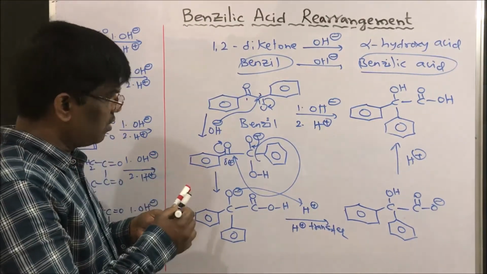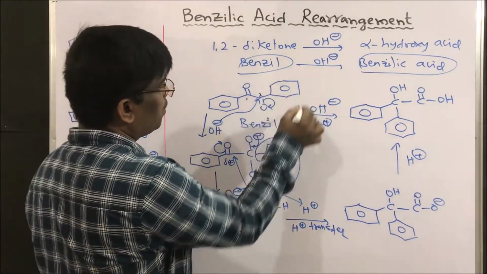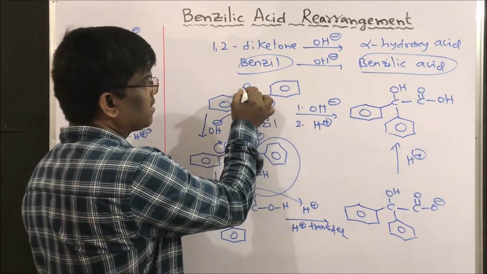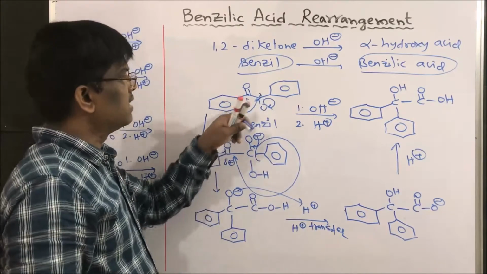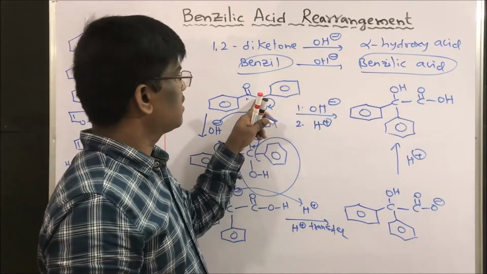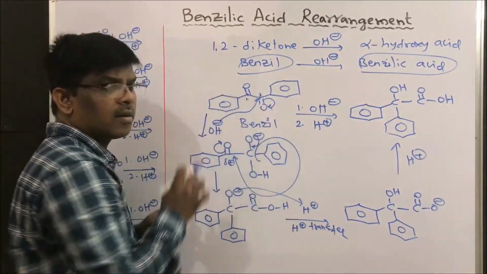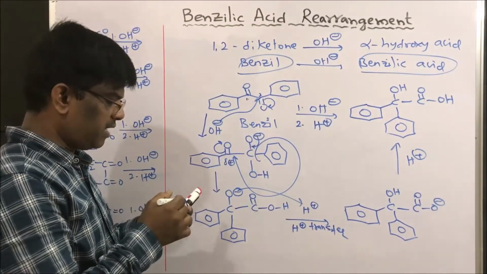This is a very simple reaction. What you have to do is migrate this group to this carbon, keep this carbon as acid, and this carbon becomes hydroxy. This carbon is acid, and you bring the whole group to this carbon. So this is a simple rearrangement.